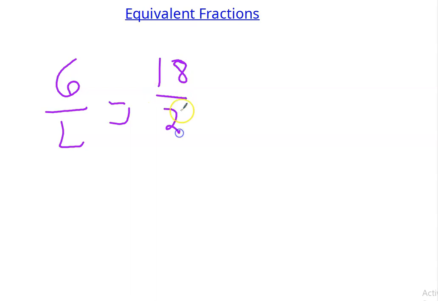All right, one last one. 6 over L equals 18 over 21. Why don't you go ahead and try that?